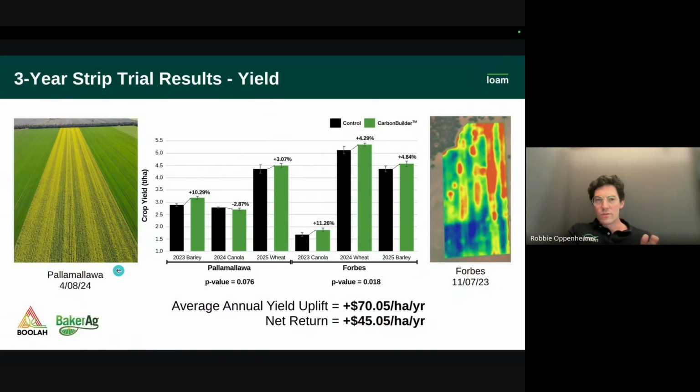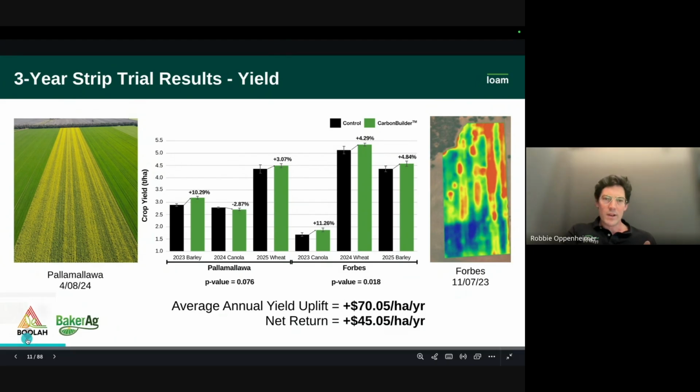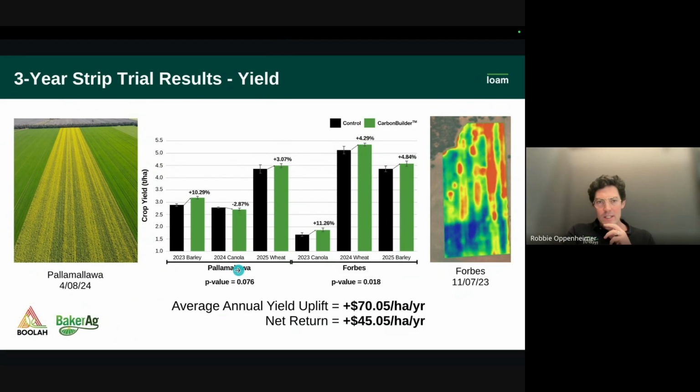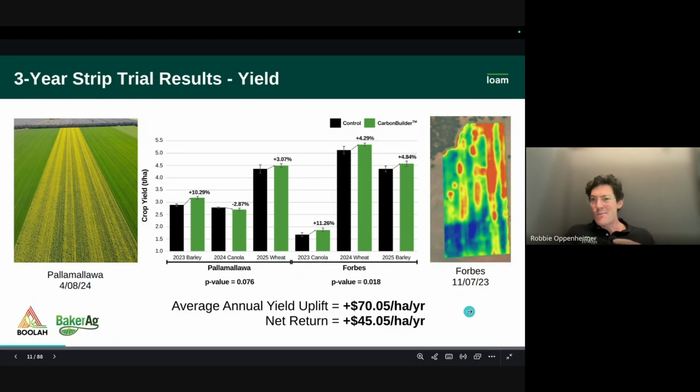And so in these two trial locations, we can see Bulla Farms have run on their trial farm at Palamalawa 3 years of CarbonBuilder applications, and these are showing the yields over that time. Baker Ag near Forbes have in that period also shown an increase in yield. This image from Pali is in 2024 via drone. And in that season, they saw earlier flowering in that canola crop and larger biomass.